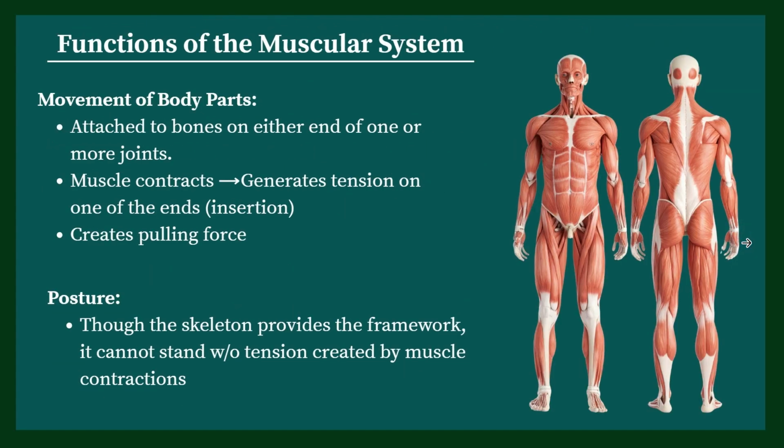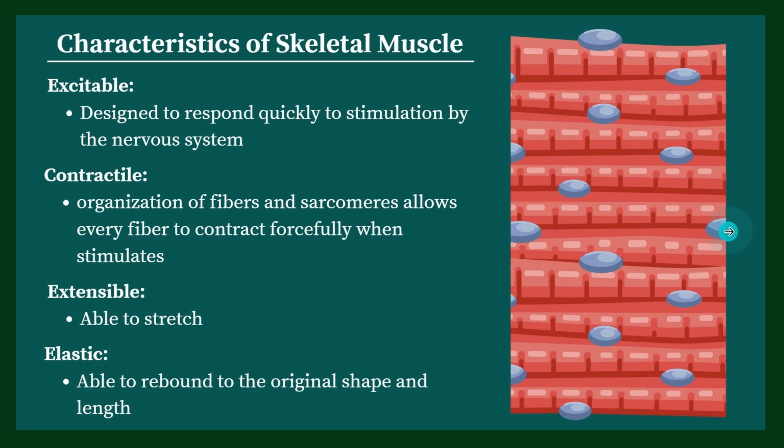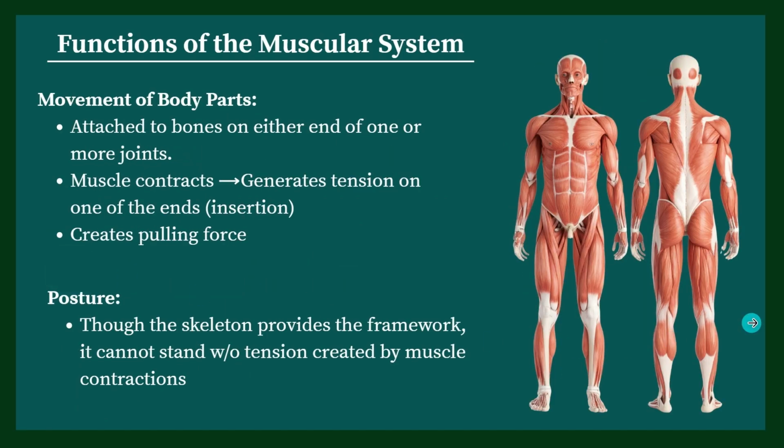Okay, so first we want to talk about the functions of the muscular system, and that's all the different ways that the skeletal muscular system benefits us. So we have, I think it's 4 functions. That's it, yeah. So 4 functions, and the first one is the movement of body parts.